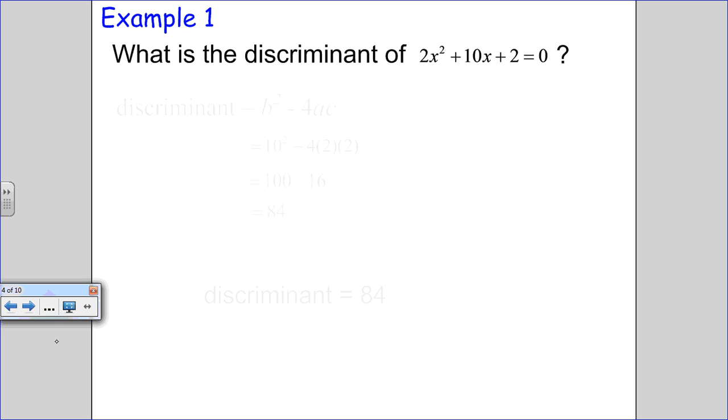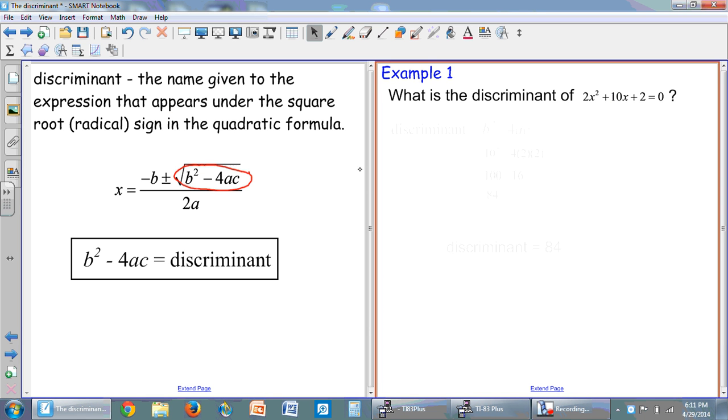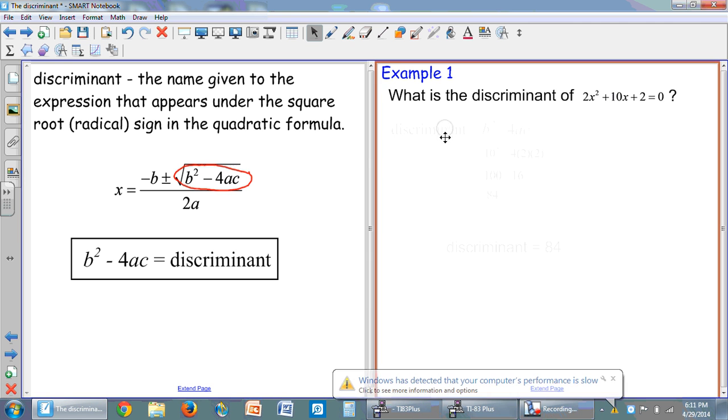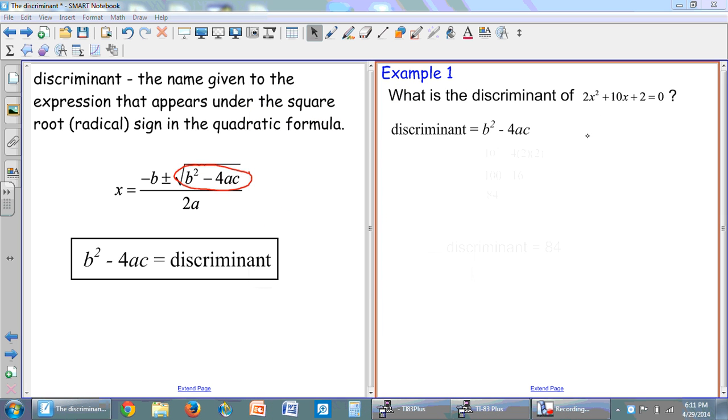Okay, example 1. What is the discriminant of 2x squared plus 10x plus 2? So recall what we just said. The discriminant is b squared minus 4ac. This is a, this is b, and this is c. So a equals 2, b equals 10, and c equals 2.